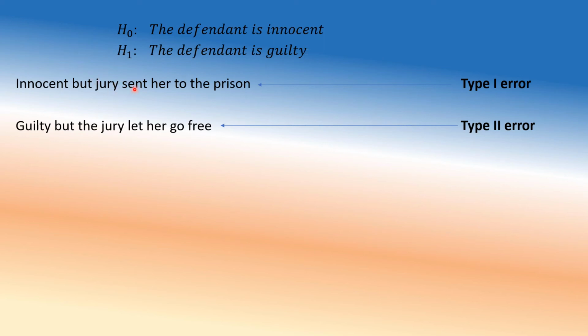Innocent, but the jury sent her to prison: type 1 error. Guilty, but the jury let her go free: type 2 error. In this case, in most countries, we minimize type 1 error, because you don't want to send an innocent person behind bars. What happens then is this becomes big. Guilties go free all the time. The only thing is, guilties hopefully will get caught again, but at least an innocent person will not rot in prison. Minimize type 1 error.